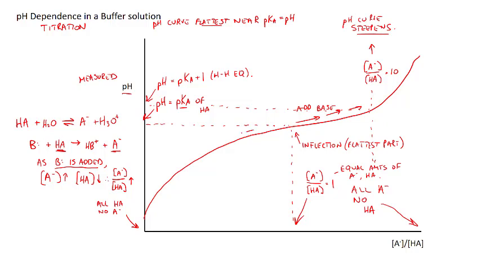The same thing would happen if we added acid. We would finally reach a point at which the ratio is equal to 0.1, and at that point, our pH would be equal to pKa minus 1. And here the curve steepens again.